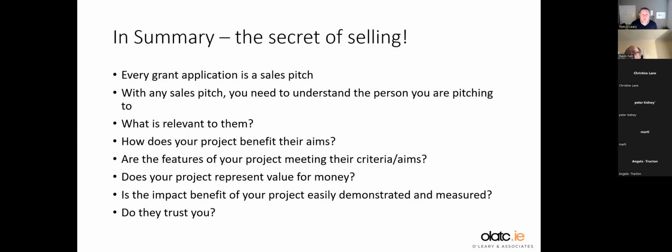So basically, you need to understand the person you're pitching to. Now, you don't know who's going to be assessing the application form, because it could be anyone, but they do tell you in the guidelines what they're looking for. They also tell you what they're not looking for. So if you're applying for a job, and you look at the job description, and there are keywords in the job description, you're going to make sure at the job interview that you throw back those keywords to them.